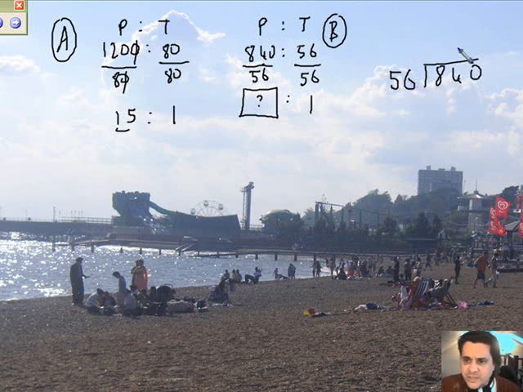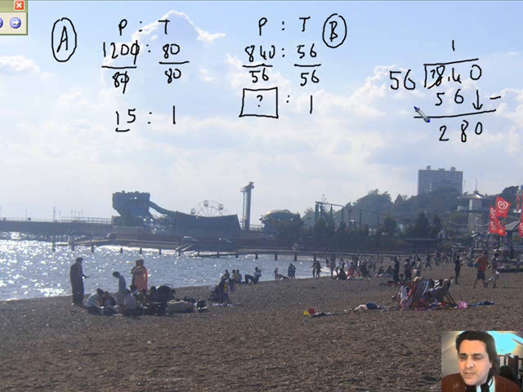840, well 56 into 84 goes once, 1 lot of 56 is of course 56, so let's take it away, see what's left. That's going to be 28, so then drop down the 0. How many 56s into 280? Let's just try 5 of them for a start.